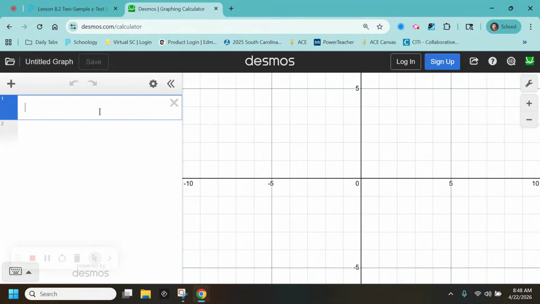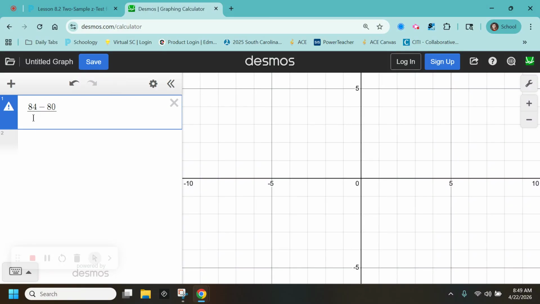So to find the z-value between two means, we're going to type this into the first line in Desmos, and we're going to start by just doing the divide bar. So you can hit backslash on your keyboard, and that will pop up your fraction. And so the first part of this is the mean 1 minus the mean 2. So in our example, we have a mean x bar 1 is 84 minus x bar 2 is 80. And that's my numerator, so I'm done with that.